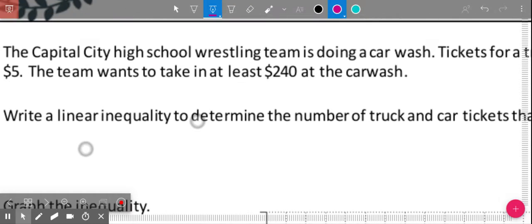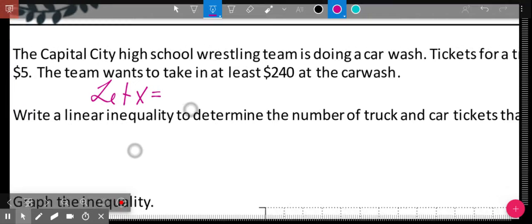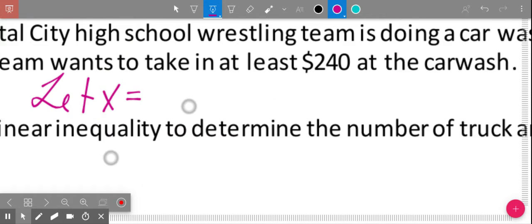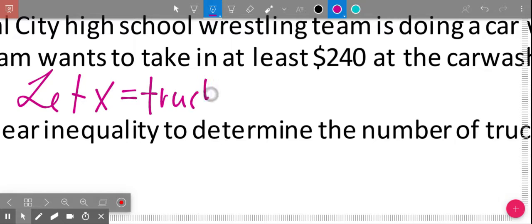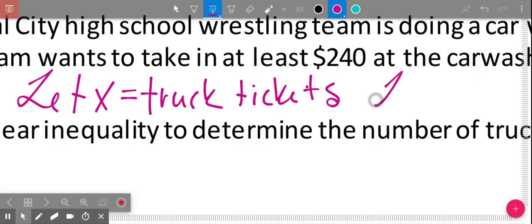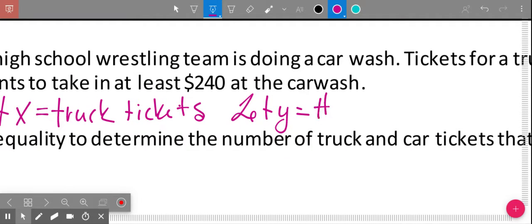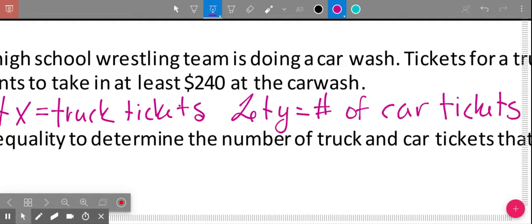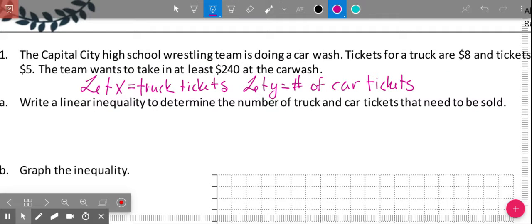First, we're going to define our variables. We're going to let x equal truck tickets, and we're going to let y equal the number of car tickets. Now, you could have definitely switched that up, but just so we're all on the same page going through the example, this is what we need to go with. Now, we're going to first start by writing a linear inequality to determine the number of truck and car tickets that need to be sold.